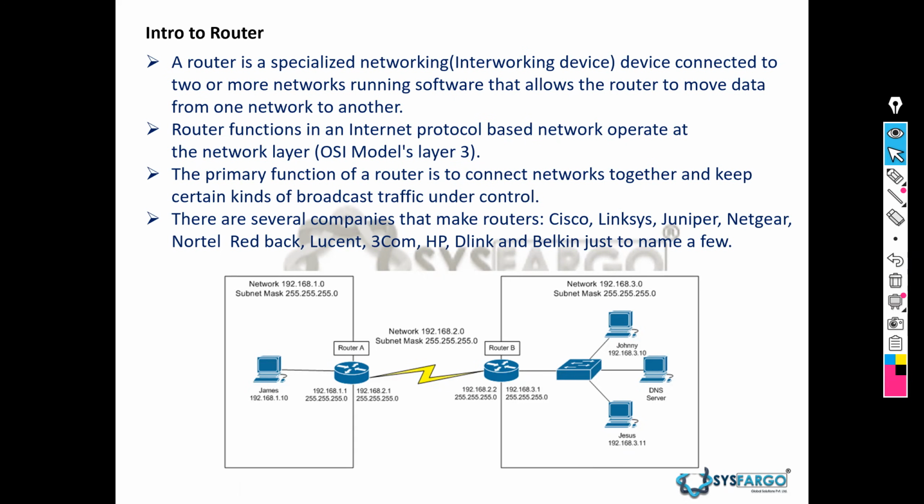What exactly is a router? See here, this is my router A in this diagram, and router B I'm having here. Consider this is the headquarter and this is the branch office. I want to connect from the headquarter to the branch office. In the headquarter we use a different IP address, a different network. For example, here you can see the 192.168.3.0 network. Then in the branch office, we are using a different network, 192.168.1.0 network.